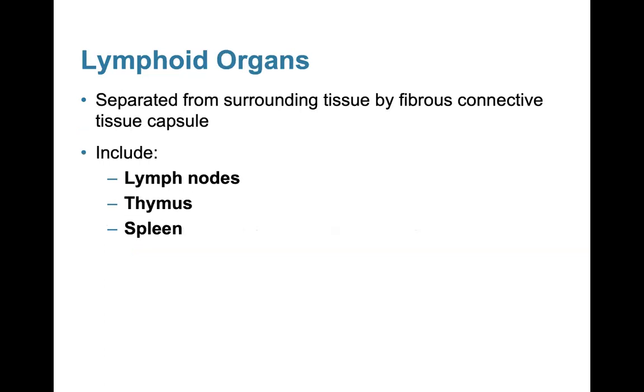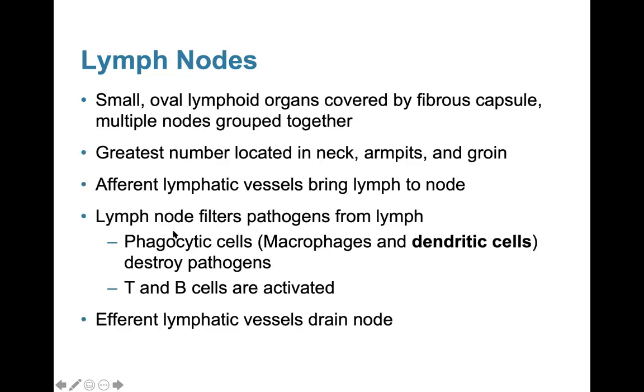The lymphoid organs are separated from surrounding tissue by fibrous connective tissue capsules, and this includes your lymph nodes, your thymus, and your spleen. The lymph nodes are small oval lymphoid organs covered by a fibrous capsule. Multiple nodes are grouped together. The greatest number are located in the neck, armpits, and groin.